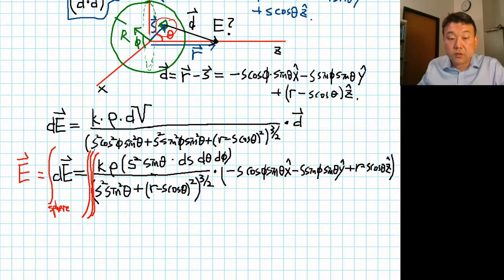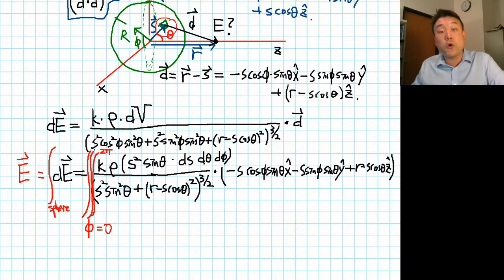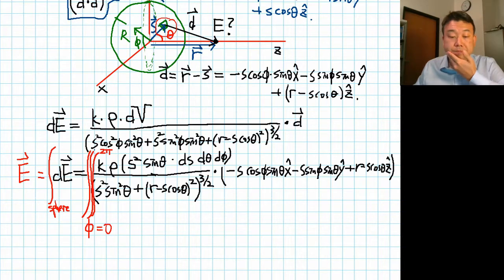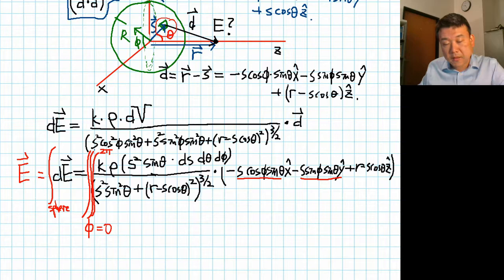But let me first consider the integral with respect to phi. So phi is the angle along the xy plane. It goes from 0 all the way around to 2 pi. So phi will go from 0 to 2 pi. And if you stare at this expression long enough, then you realize something. A lot of the expressions here don't depend on phi. In fact, there are only two terms that actually depend on phi: the x component here, and the y component here. And in particular, they depend on cosine of phi.